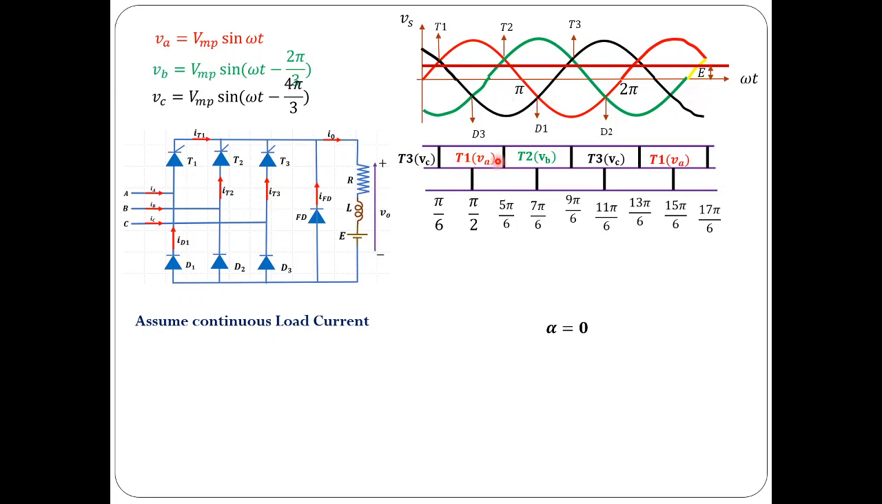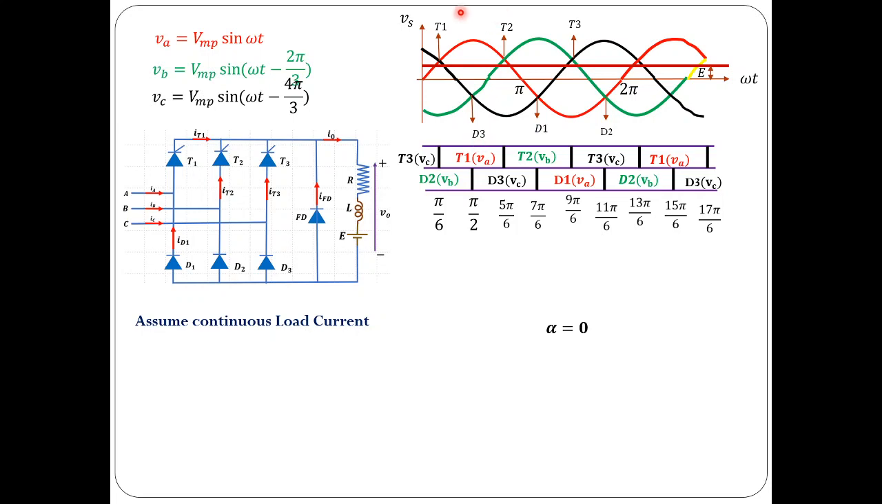So T1 would conduct during these 120 degrees, and T2 and T3 would conduct in the next two 120-degree intervals respectively. D3, D1, D2 conduct from pi by 2 to 7 pi by 6, 7 pi by 6 to 11 pi by 6, and 11 pi by 6 to 15 pi by 6 respectively. One important observation here is that in the negative group we have only diodes, and they conduct independent of alpha. So the conduction diagram for diodes does not change with alpha.